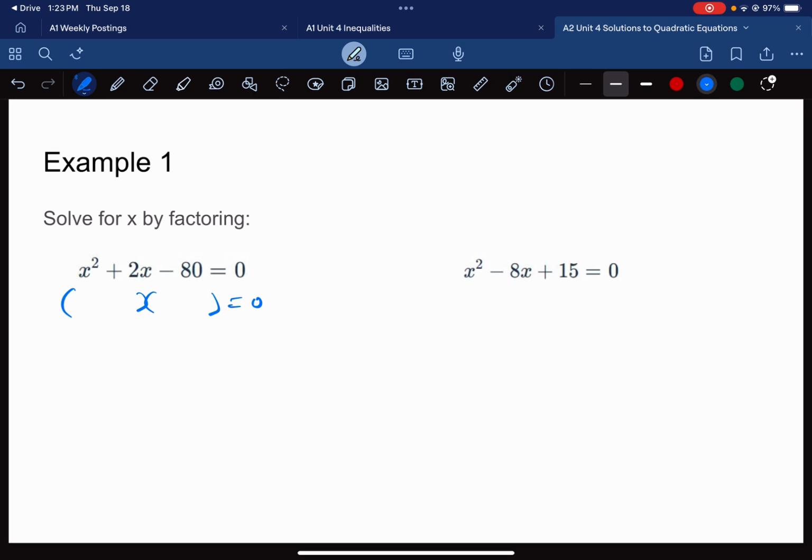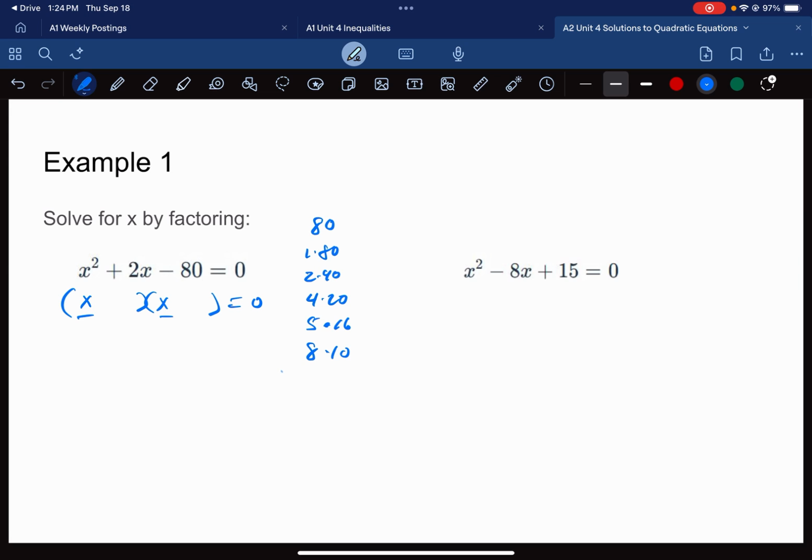And so to get the first place in the parentheses, you have to ask yourself, what do you multiply to get x squared? And well, that's just x times x. Well, then you got to figure out how you're going to make 80. What do you multiply to get 80? Well, it could be 1 times 80. It could be 2 times 40. It could be 4 times 20. It could be 5 times 16. 6, no. 7, no. 8, yes. 8 times 10, 9, and we wrap back around. So those are all the ways to make 80.